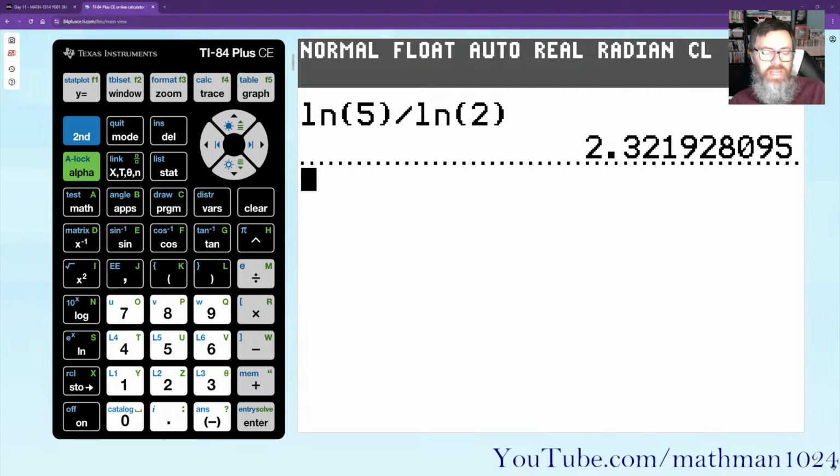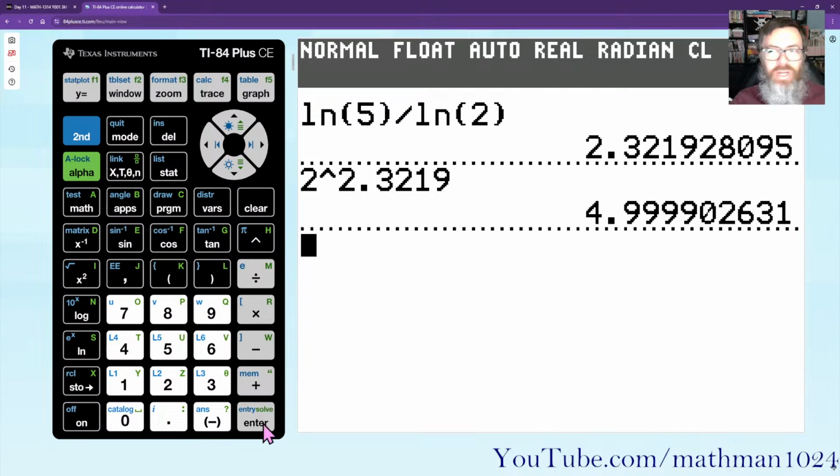Now let's see how that works with my original equation. So I'm saying this is my answer to the question, 2 to a certain power is going to give me 5. So 2 raised to the 2.3219. Now I did round, so I know it's not going to be exact, but you see that that's pretty close. 4.9999. That's really close.